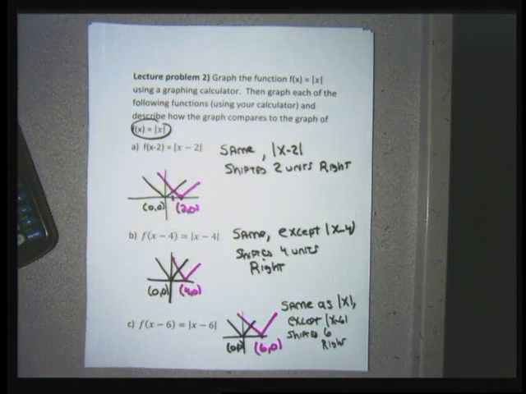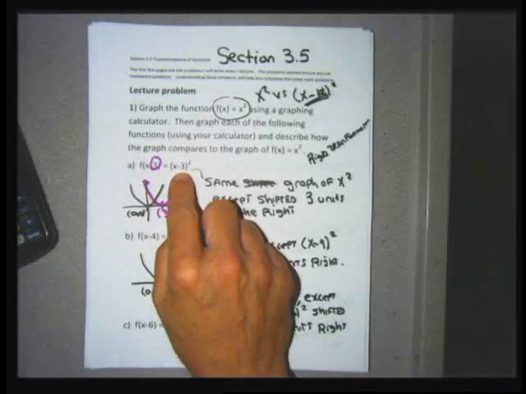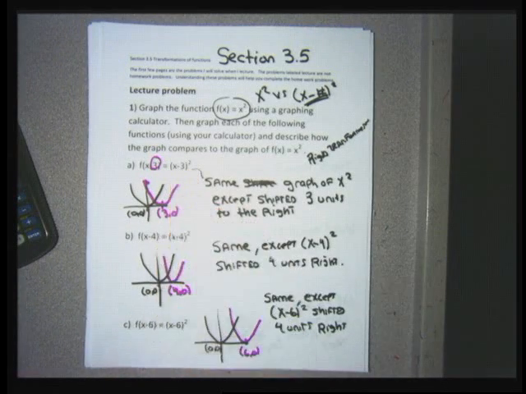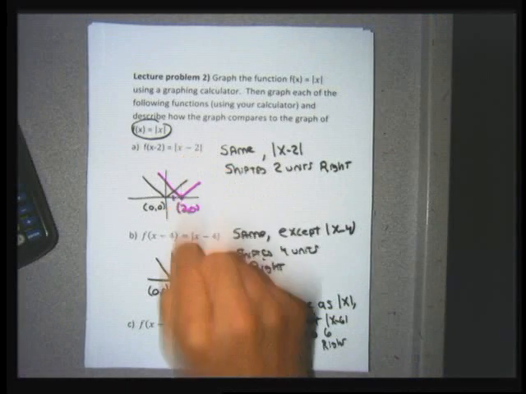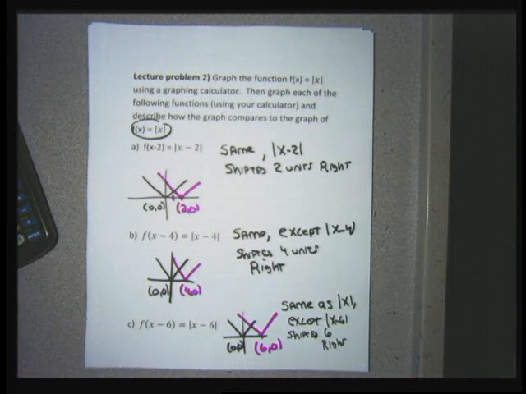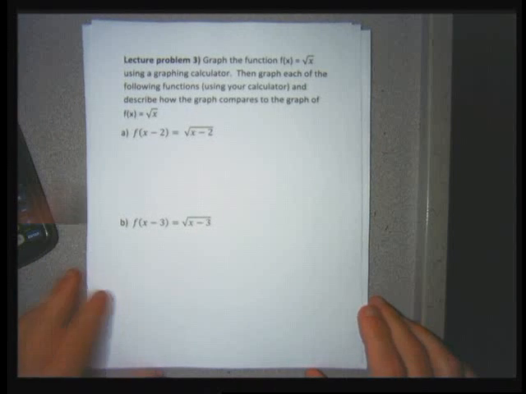So with both squares, if I put a minus inside a parentheses, it shifts the graph to the right. With absolute values, if I put a minus inside an absolute value sign, it shifts the graph to the right. Next thing we're going to look at is putting minuses under the square root functions.